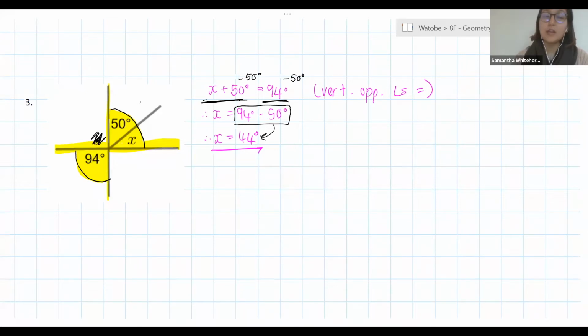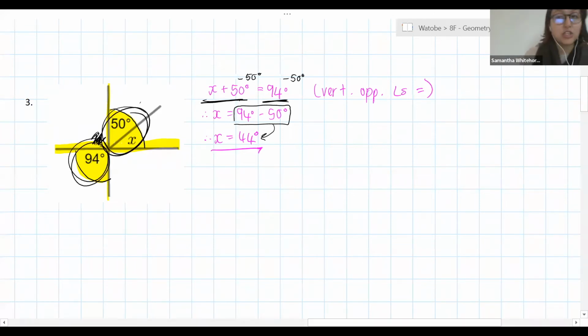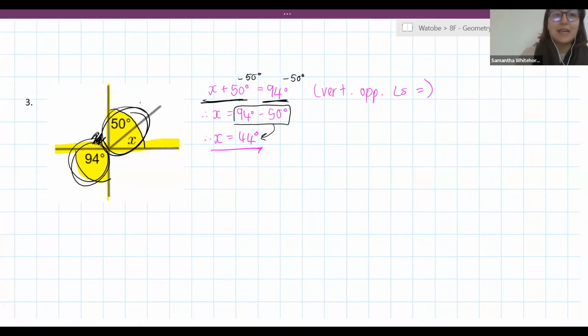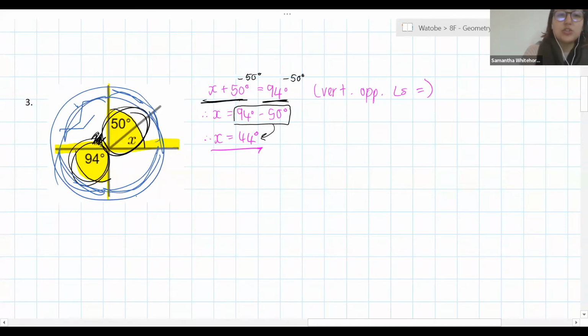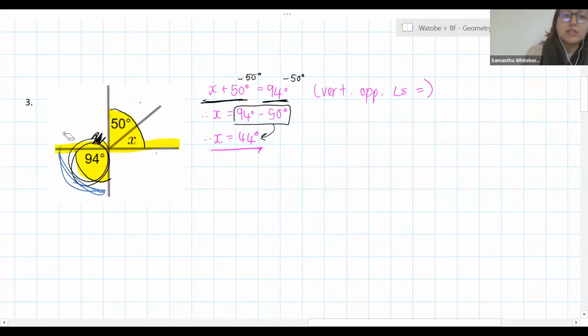Okay, but again, I can't use that here. This is not angles around a point. That plus that does not equal 360 degrees. If I said this angle plus this angle plus this angle plus that angle plus that angle, then I can use 360 degrees because there's my circle. But just using the 94, the 50, and the x, that is not equal to 360 degrees. So I can't use that here.